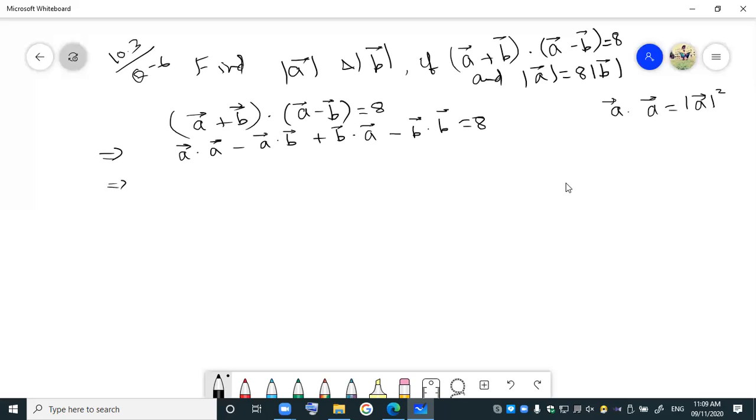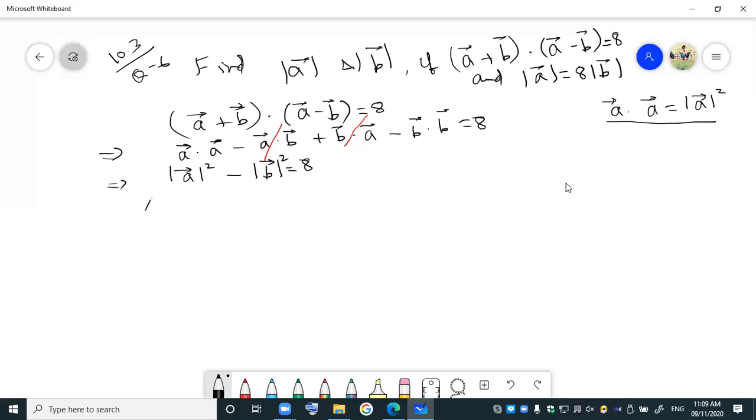Now, as I told you, A dot A is equal to the square of its magnitude. And A dot B and B dot A both are same, so these both will be cancelled. We get minus B dot B, which is also equal to the square of its magnitude. Understood how we are getting this? A dot A is equal to A square. If you have a problem, you can ask.